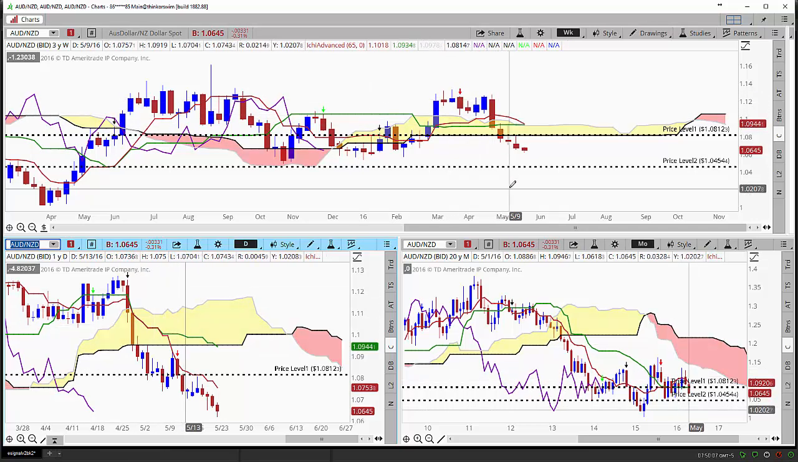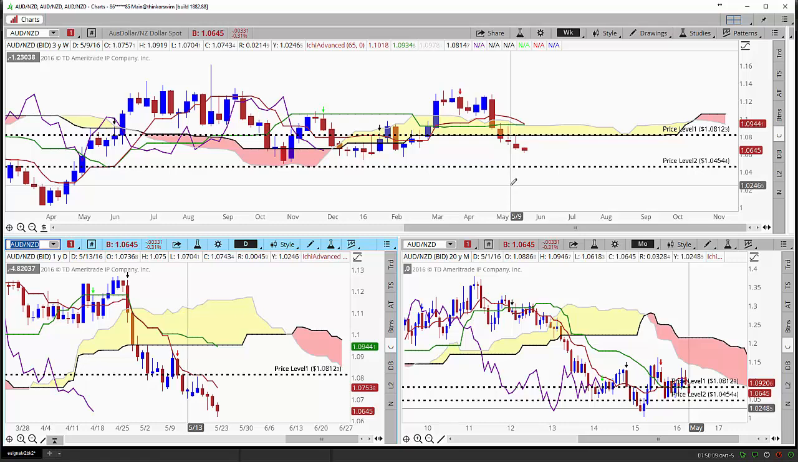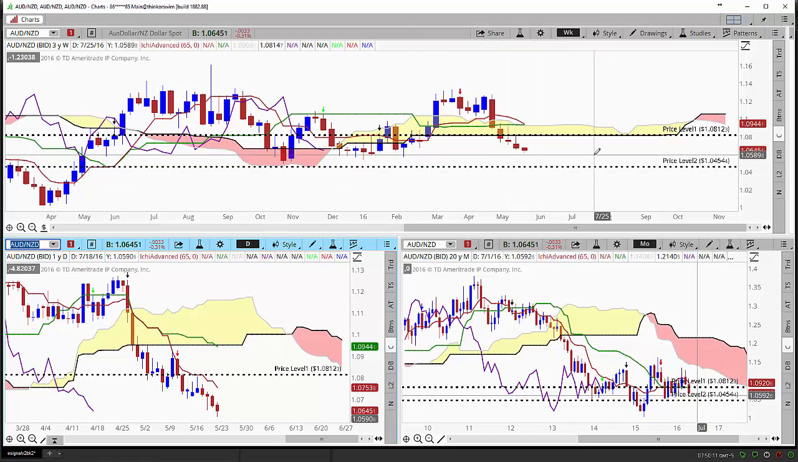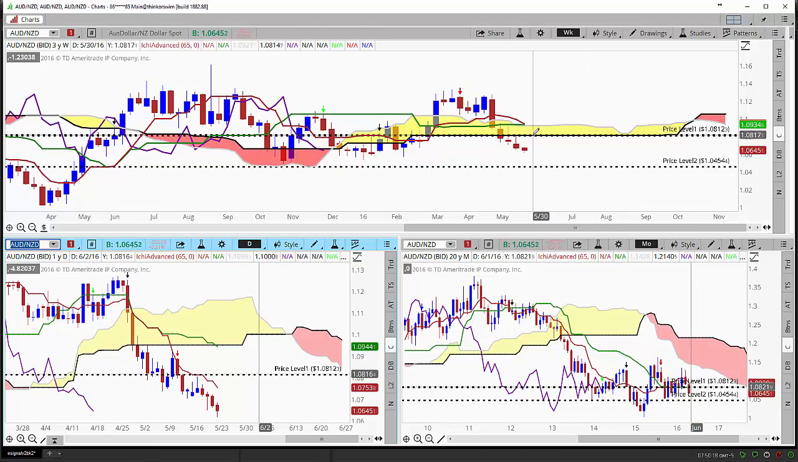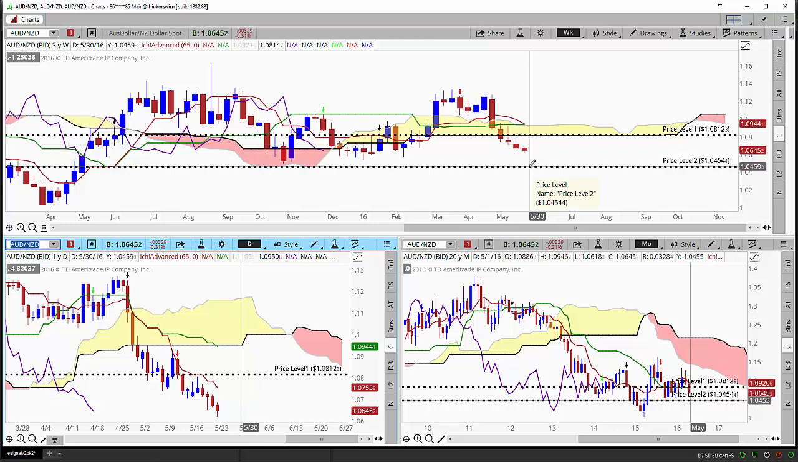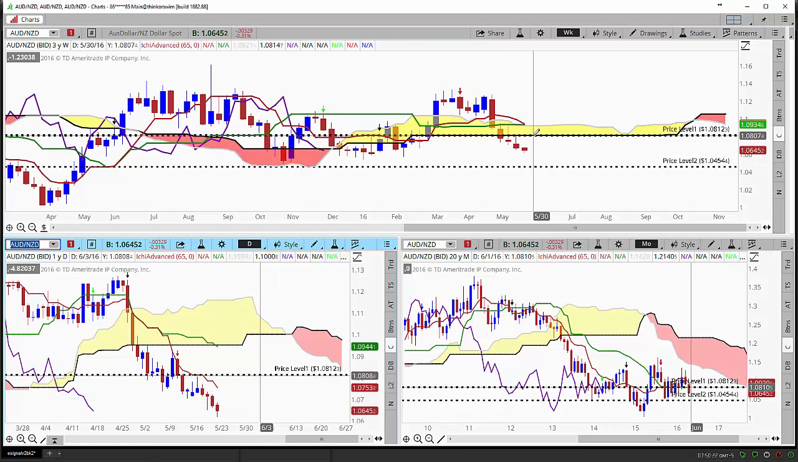And you could see the new consolidation pattern right now is basically at 1.0812, and the support is going to be 1.05454.